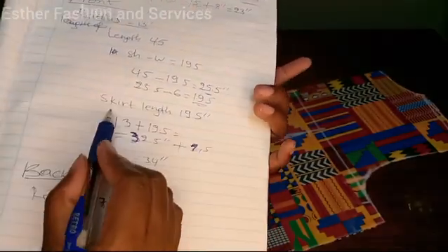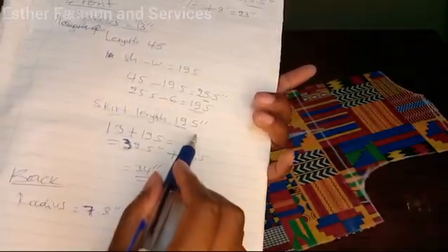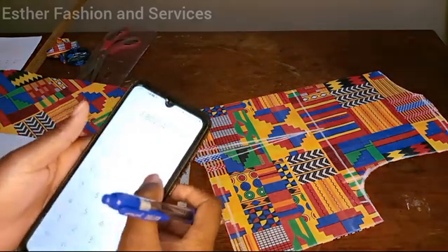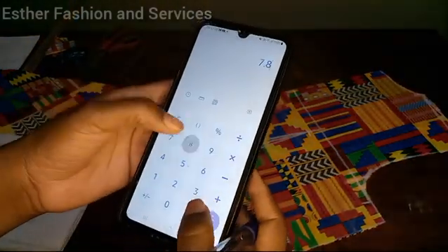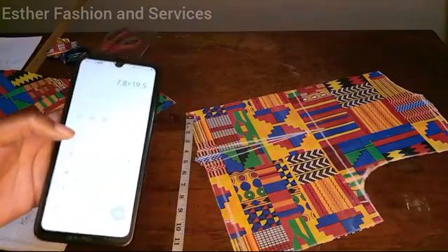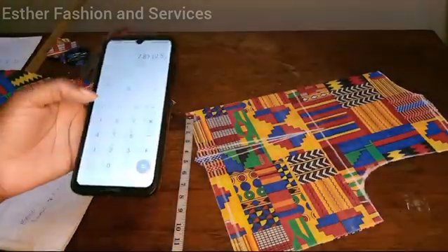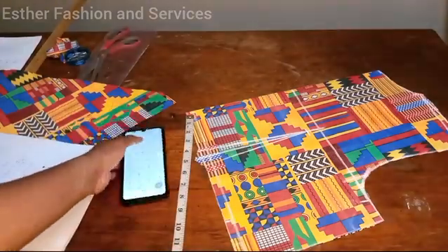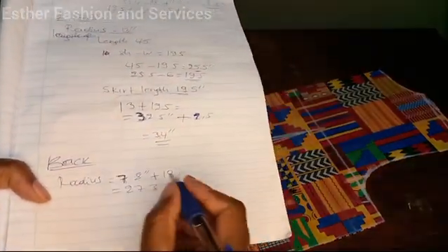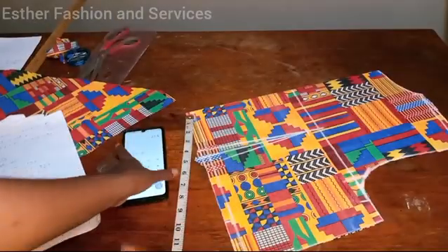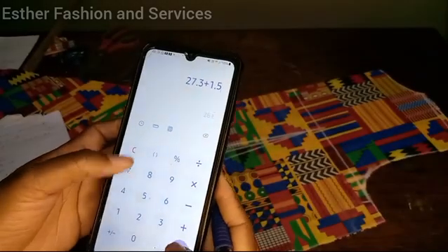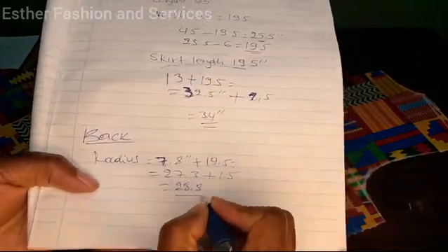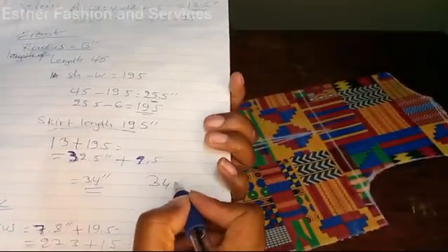Remember, the skirt length is 19.5 inches. I'm going to add the radius to it. Okay, 7.8 inches, the radius, plus 19.5 inches will give me 27.3 inches. I write down here 27.3 inches plus 1.5 inch seam allowance will give me 28.8 inches. I write down here 28.8 inches for the back, and for the front is 34 inches skirt length.